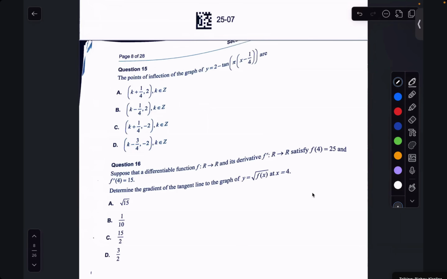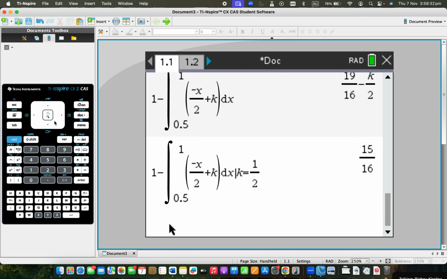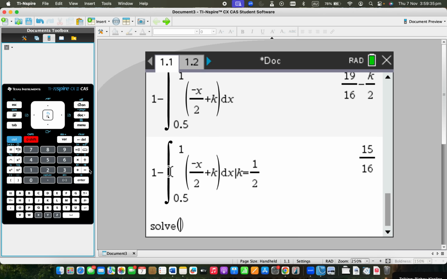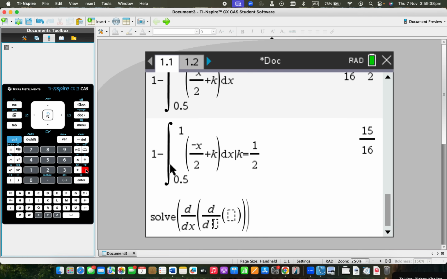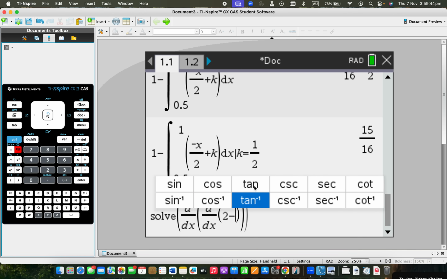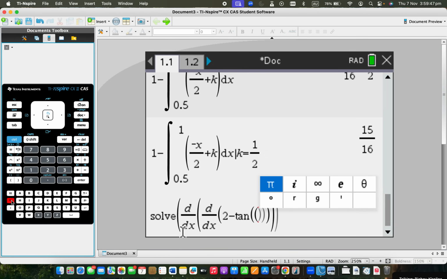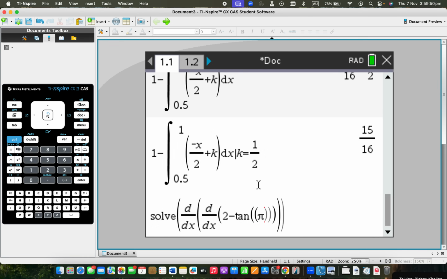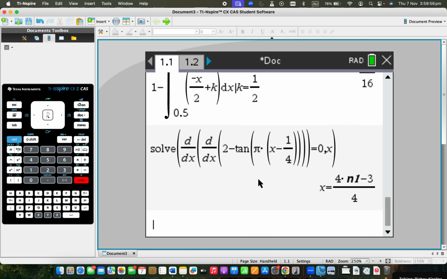Okay, points of inflection. So we can differentiate, solve the double derivative is equal to 0. So derivative of 2 minus tan of pi times x minus 1/4 is equal to 0, comma x. So we've got 4n minus 3 over 4, which is the same as n minus 3/4, which looks like option D. Just check the y coordinate. You can just take the first value, like n is 0 or something, plug in -3/4 into here, see what you get.